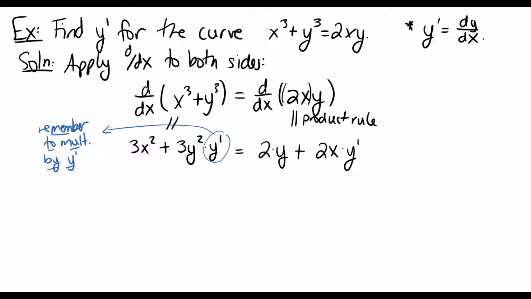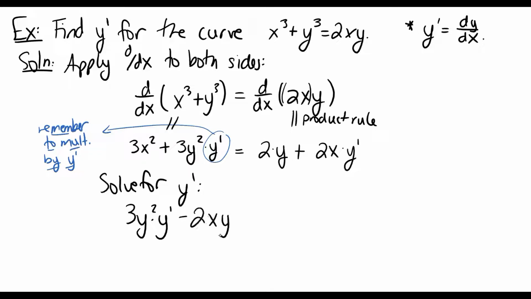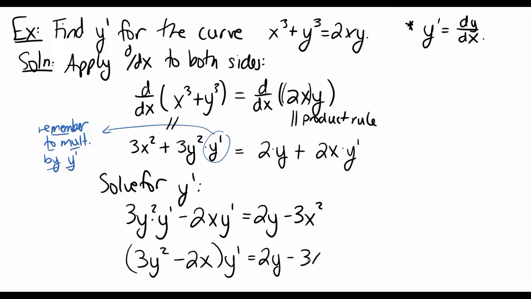which is y prime. To solve for y prime, we first get the parts with y prime on one side and everything else on the other side, so we get 3y squared times y prime minus 2x times y prime equals 2y minus 3x squared. We then factor out y prime and divide both sides by 3y squared minus 2x to get y prime by itself.